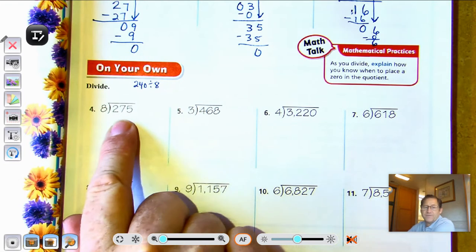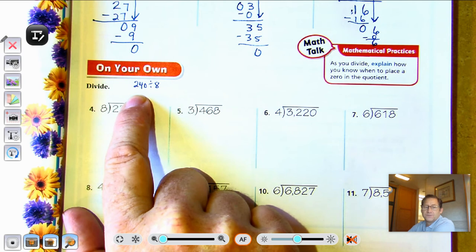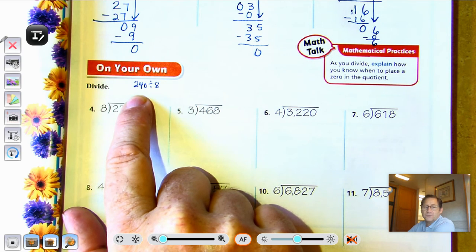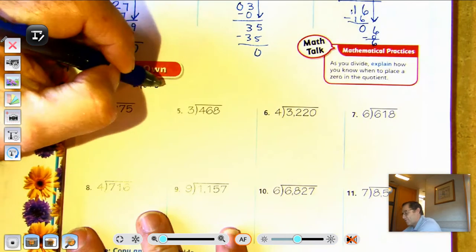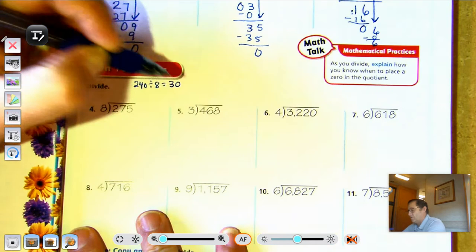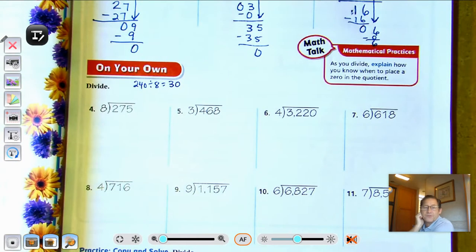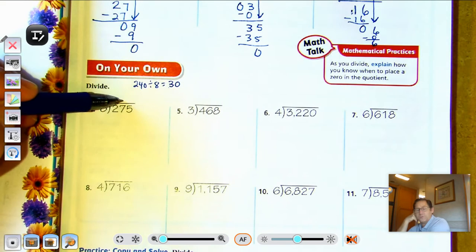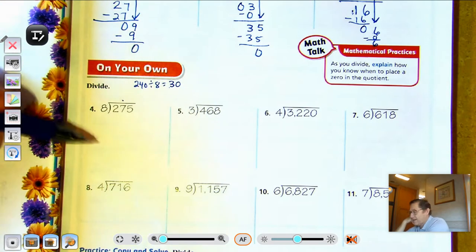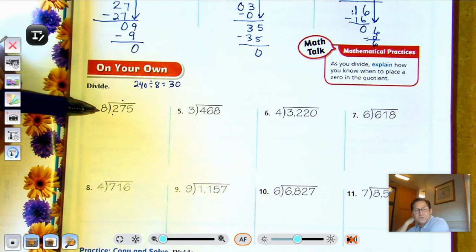So I'm changing 275 to a multiple of 8. 24 divided by 8 is 3. So 30. Our answer should be about 30. And this tells me that my first number is going to be in the tens. I can't share 200s with 8 groups.